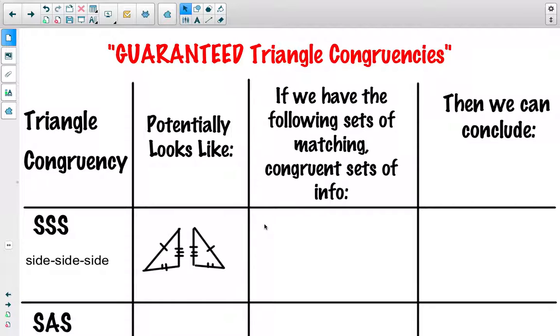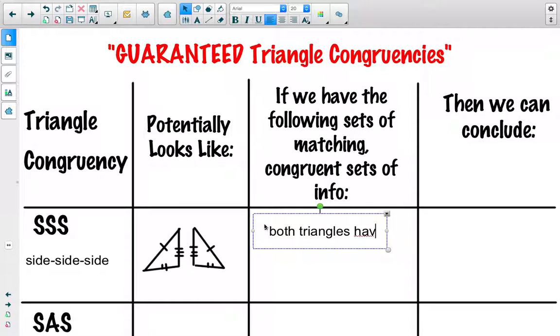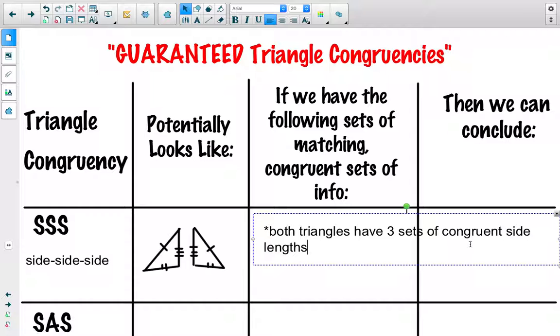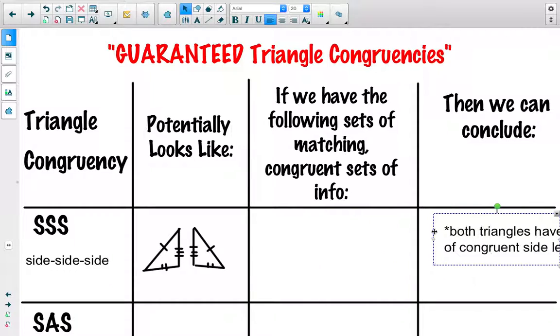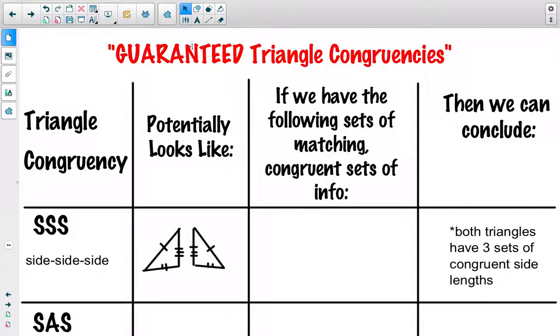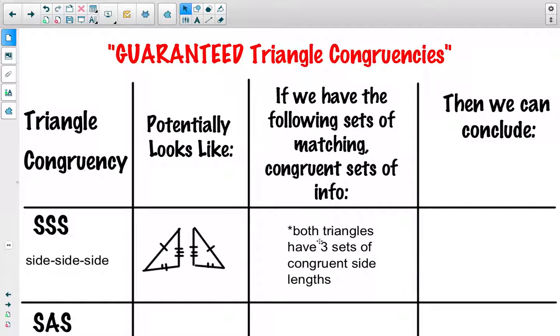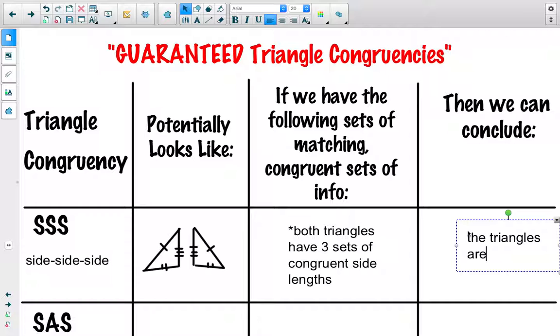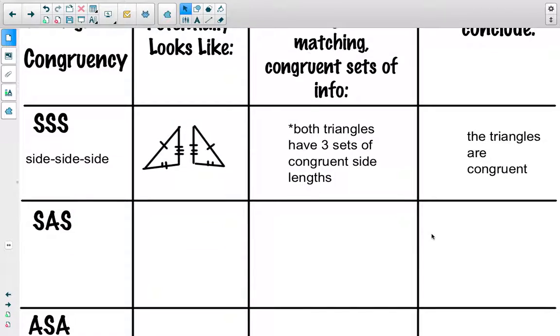So here we'll say for our description, both triangles have 3 sets of congruent side lengths. And by knowing that, again, we don't know anything about the angles, but just knowing that there's 3 congruent side lengths, then we can conclude that the triangles are congruent. Okay, so this is a shortcut. We didn't have to know anything about the angles.